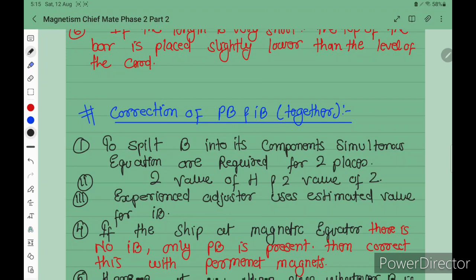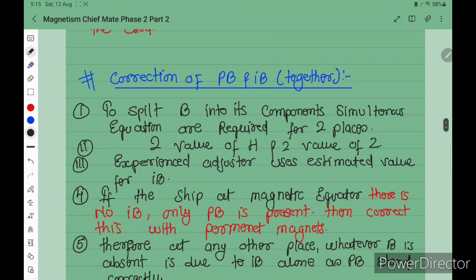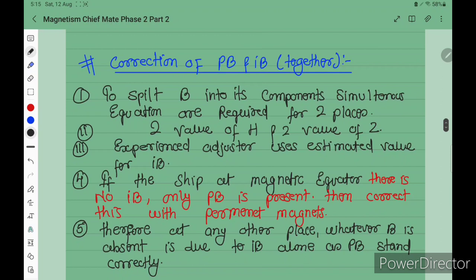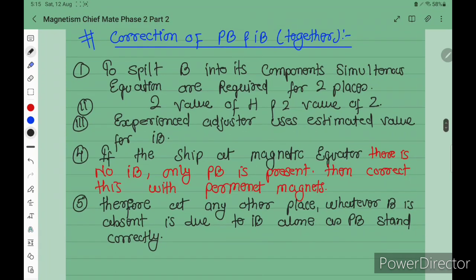Now correction of PB and IB together, if they both are present, how will we correct together? To split B into components, simultaneous equations are required to place two values of horizontal and two values of Z, which is the vertical component. An experienced adjuster uses an estimated value of IB. If the ship is at the magnetic equator, there is no IB, only PB is present, then we correct this with permanent magnetism. Why on the equator?